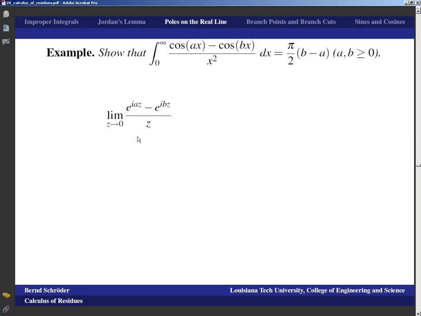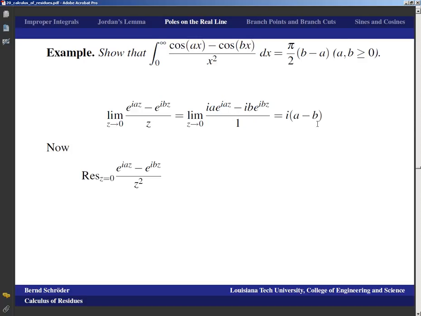As z goes to 0, for (e^(iaz) − e^(ibz))/z, we apply L'Hôpital's rule, which works for complex functions in the same way as for real functions. Take the derivative of the numerator and the derivative of the denominator. So we get (ia e^(iaz) − ib e^(ibz)) divided by the derivative of z, which is 1. As z goes to 0, that ends up being ia − ib, no problem with that.